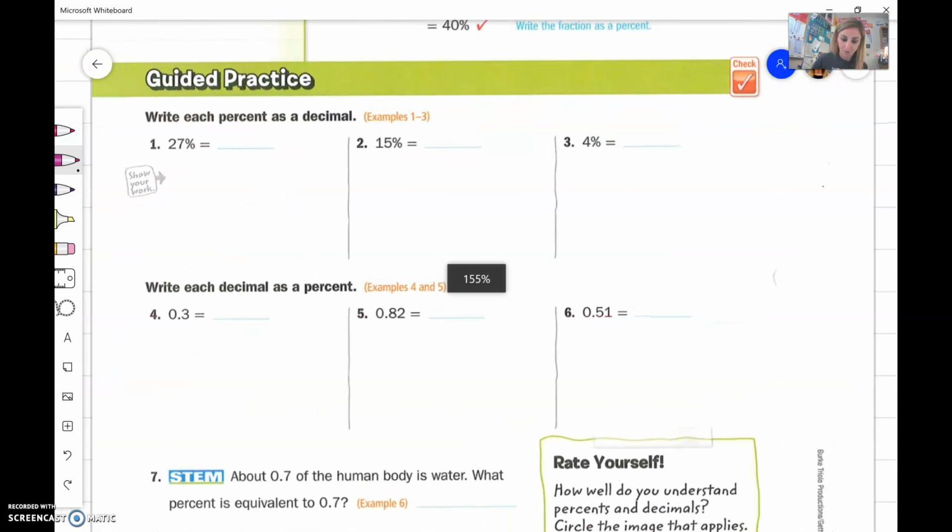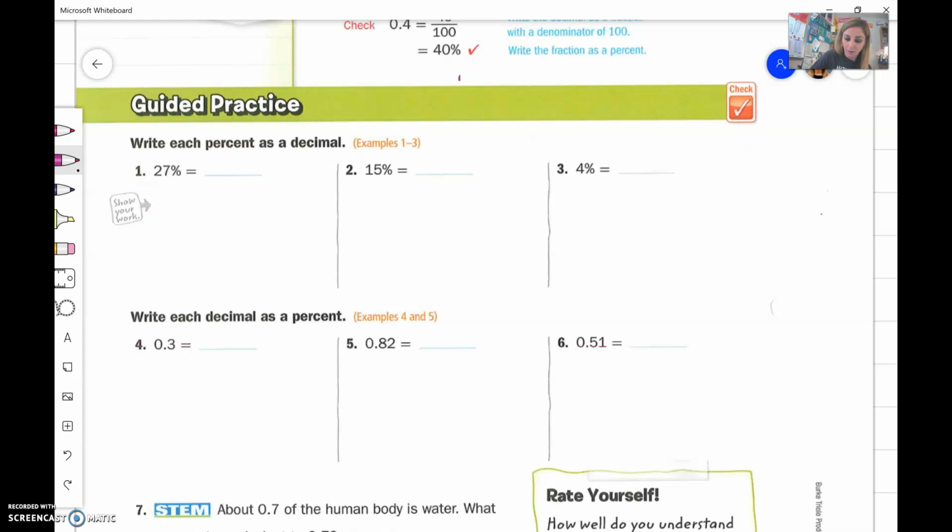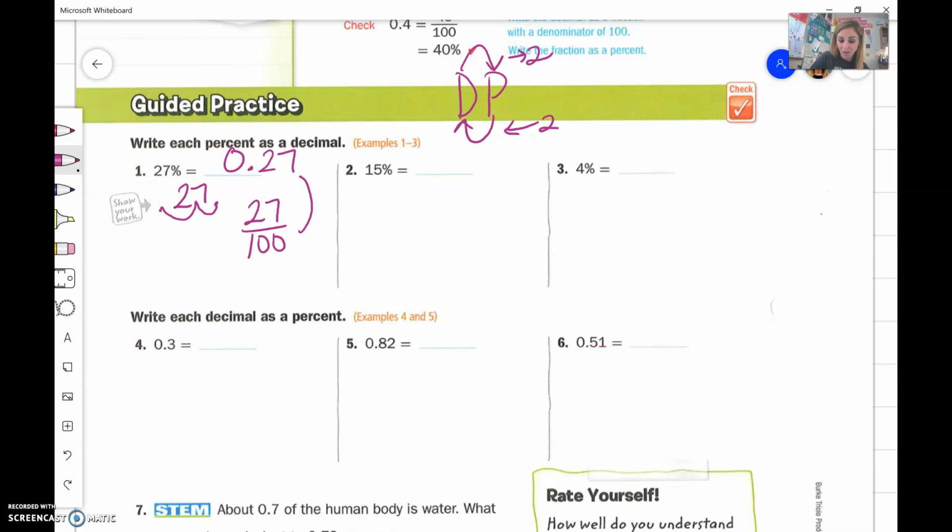Okay, so over here, DP over to 2, P to D over to the left. So we're going from a percent to a decimal, so here I go. Remember, 27%, the decimal point's at the end. I'm going to move it over 2 places to the left, 1, 2, and I get 0 and 27 hundredths. Guys, it's so simple. 27% means out of 100. Those are the same. They are equivalent.